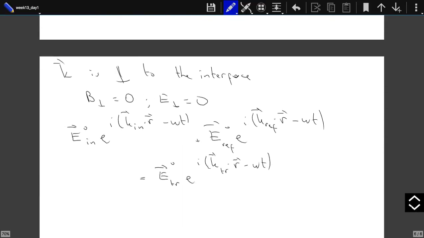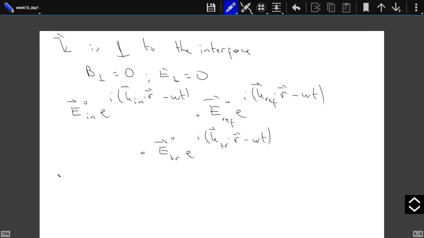Now, if you just choose the xy plane as the z equal to 0 plane, that is your xy plane, the interface, then k is in the z direction. And k dot r, whether you are talking about k incident or k reflected, is just k times the z coordinate. But on the interface, z is already 0. So on the interface, k incident dot r is equal to k reflected dot r, which is equal to k transmitted dot r, and they are all 0.